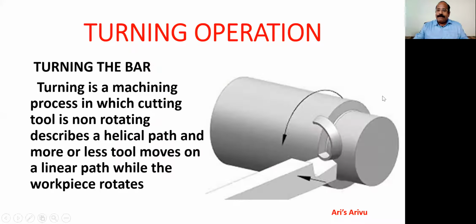So this is the basic theoretical way of expressing turning. The job is rotating, the tool is not rotating. The tool is moved in the direction of the axis of rotation of the job. That is how the circular form is made on the lathe. You can go through the definition here.